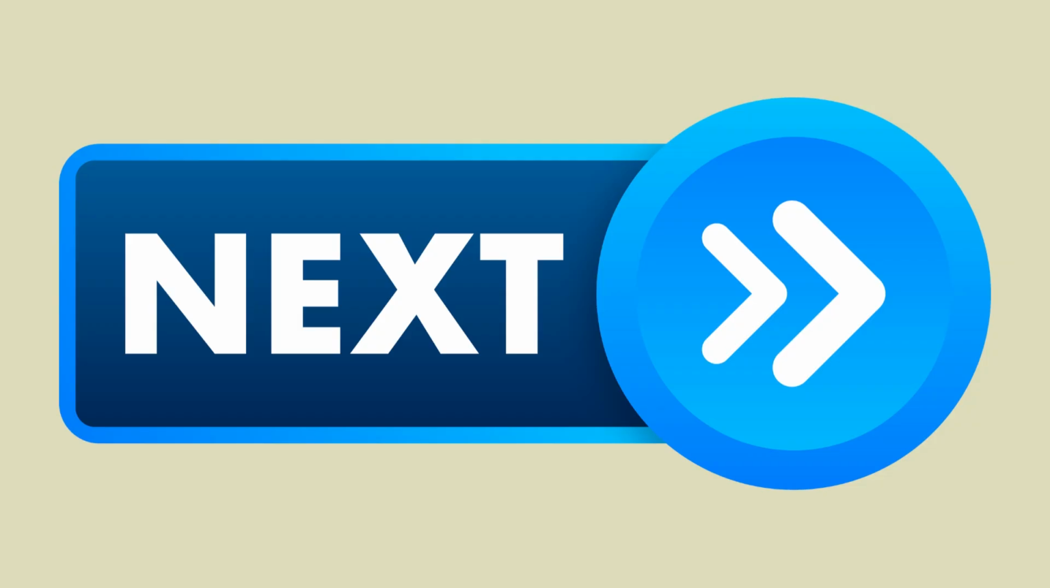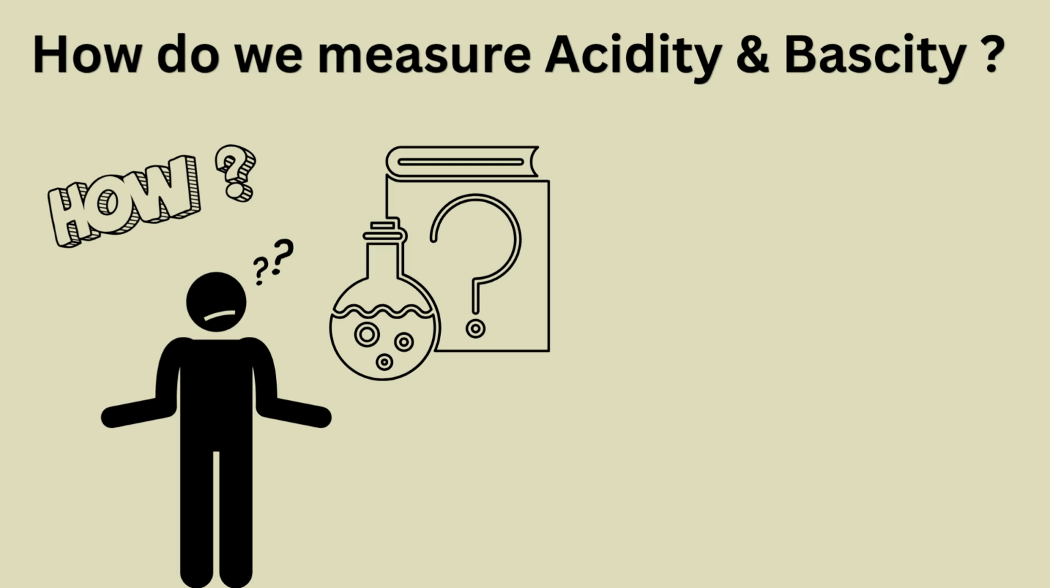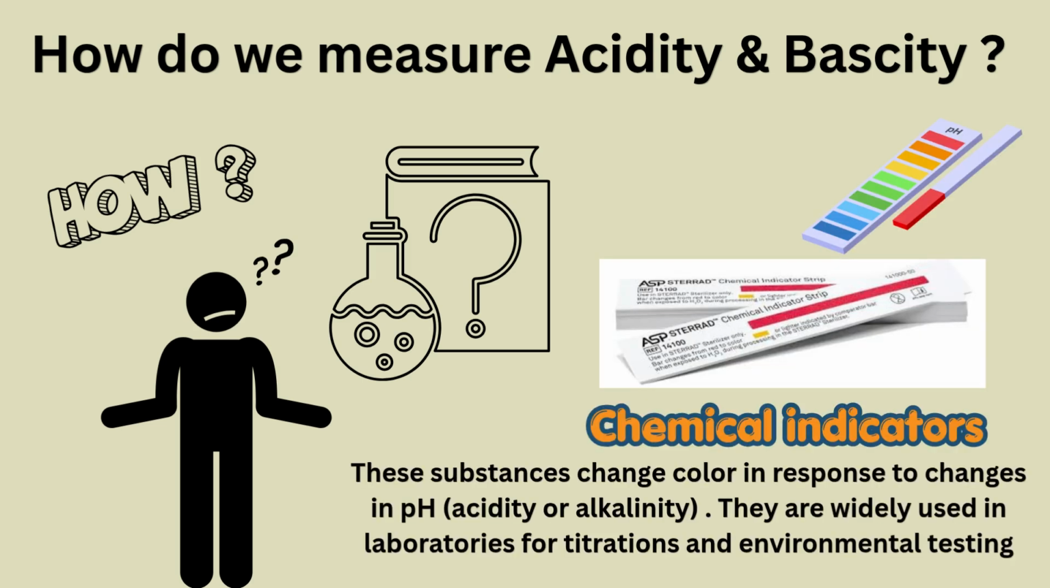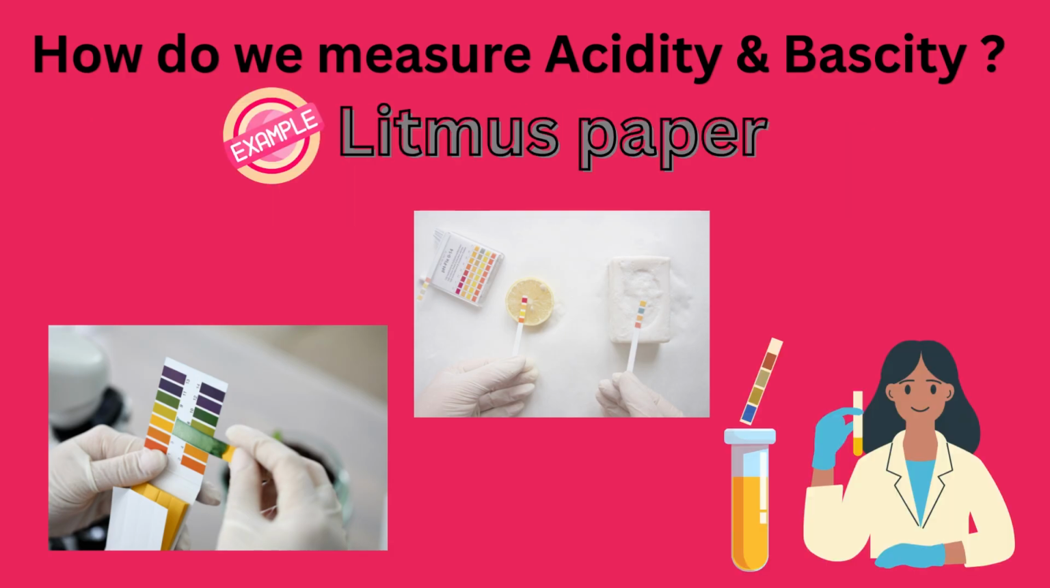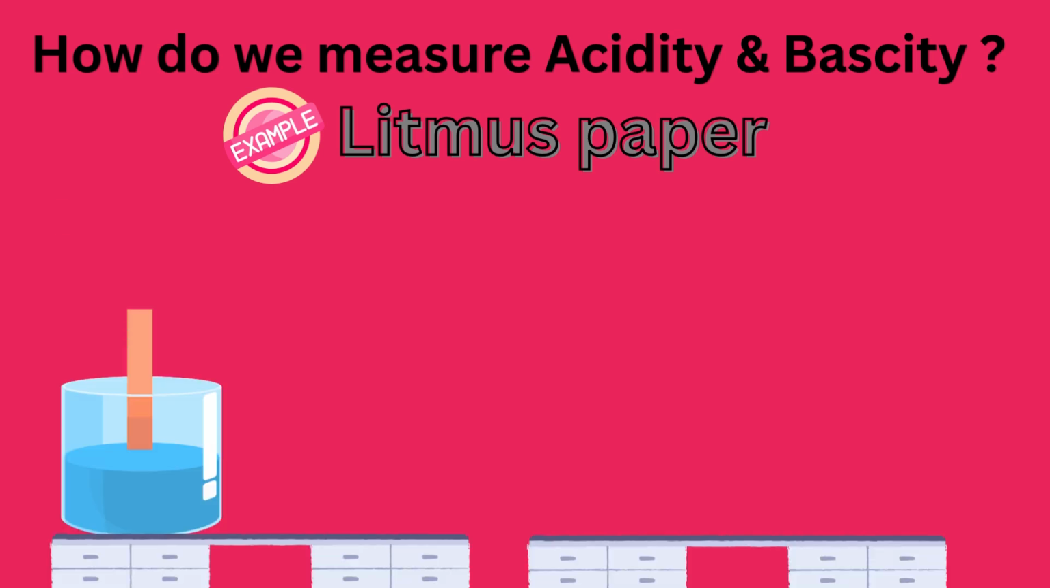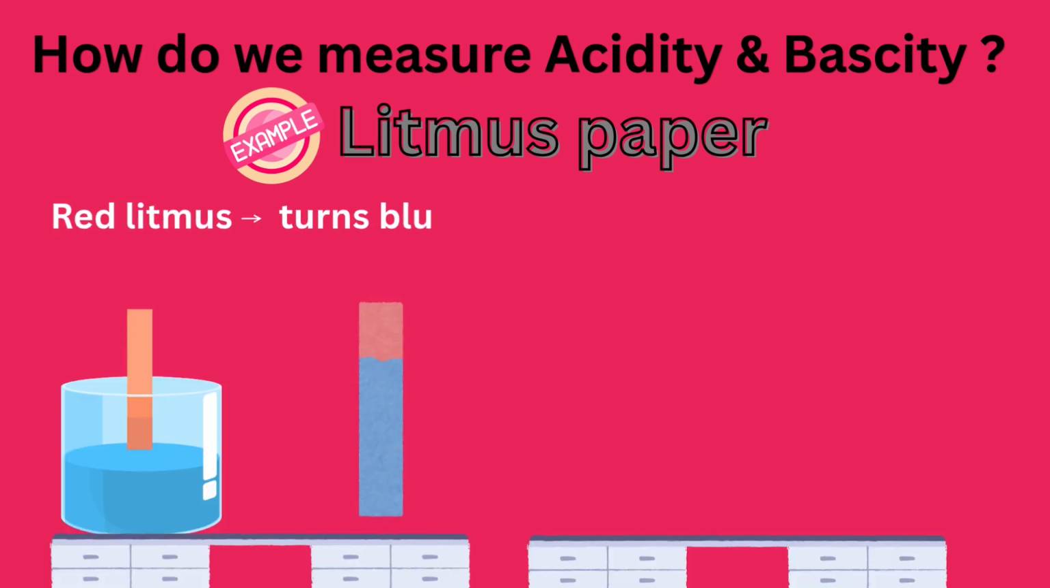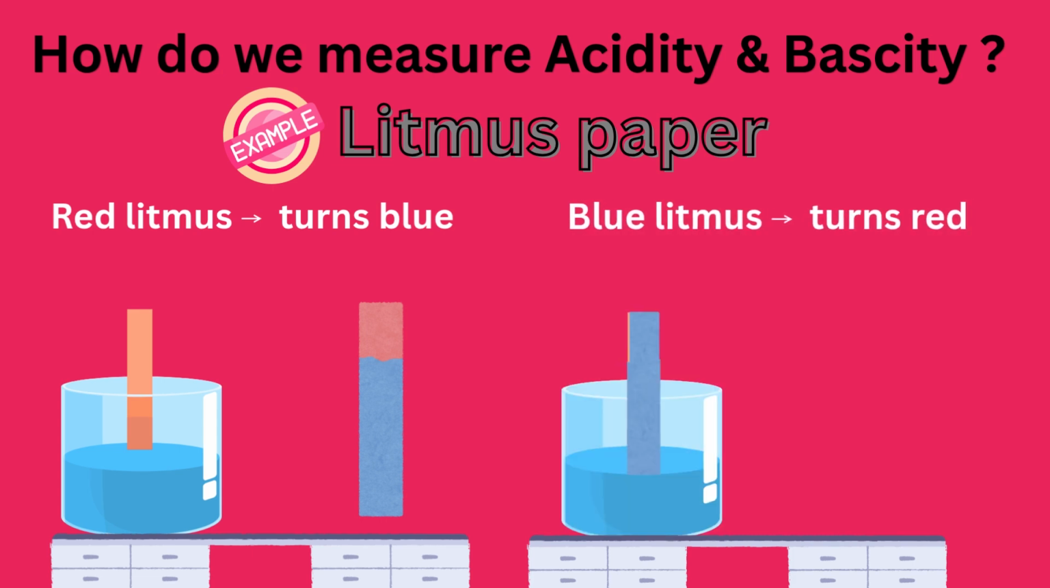So the next question is, how do scientists know the pH of a substance? They use special chemicals called indicators, and there are different types of indicators, like litmus paper. Red litmus turns blue in bases, and blue litmus turns red in acids.